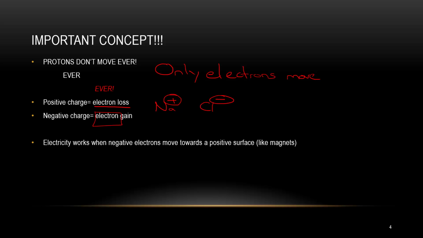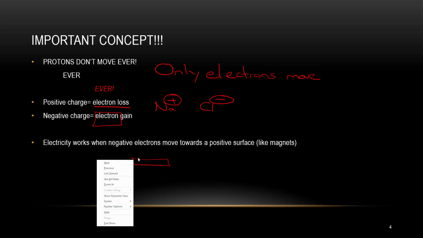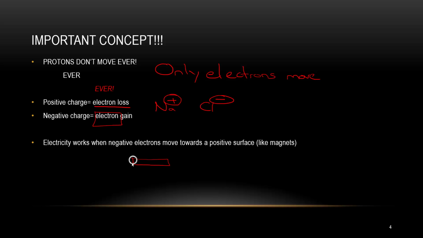And electricity works when negative electrons move towards a positive surface, like a magnet or a battery. Okay, so all batteries will have a positive end and a negative end. There we go. Positive end and a negative end. And the electrons will flow in this direction to the positive end. Okay, so they go negative to positive.